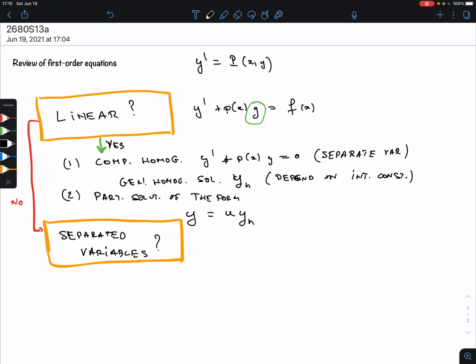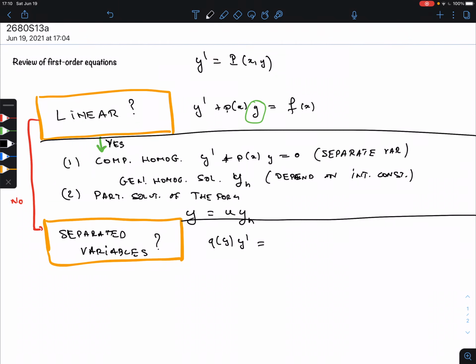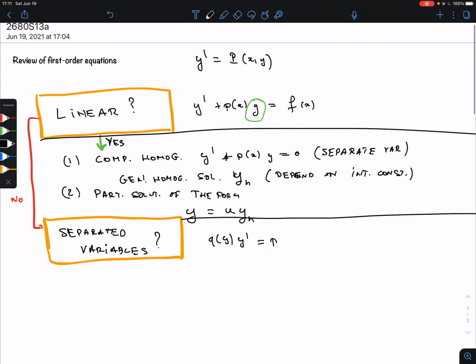In that case, if it is separated variables, then it's of the form q(y) y prime. Let me perhaps put a line here, since this box has nothing to do with it anymore. So q(y) y prime equals p(x). That's the separated variables form.